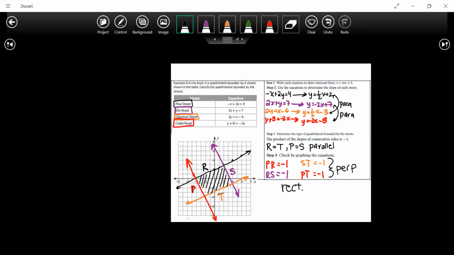A good app to show you what it's going to look like to find your slope is Desmos. Download Desmos. That's a great app to still have. You can still use it.